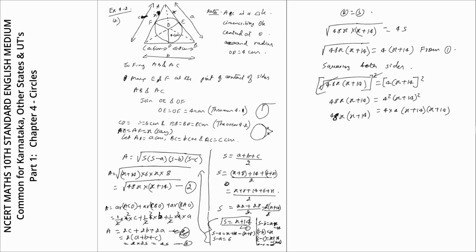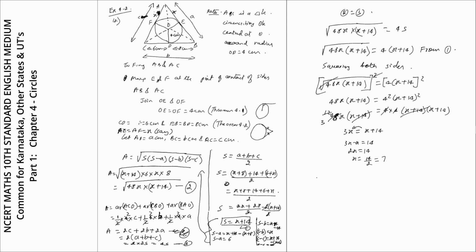Now you can see, you can cancel: 4 1s are 4, 4 1s are 4, 4 2s are 8, again 4 1s are 4, 4 3s are 12. So here 3x into (x plus 14) is there. Now this x plus 14 and x plus 14 will get cancelled, therefore I am left with 3x on the left hand side. On the right hand side I'll get x plus 14. So I'll bring this x to the left hand side. So 3x minus x is equal to 14. So 2x is equal to 14. So x is equal to 14 by 2, or x is equal to 7.